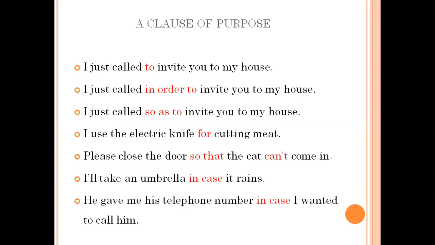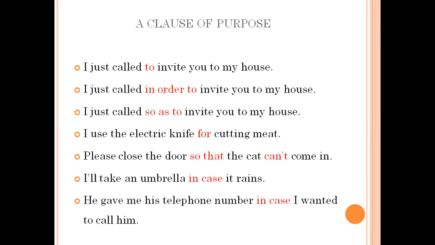Now, let's start with the first one. A clause of purpose. What we mean by a clause of purpose. For example, if I say to you, I study to succeed. So here, I study for a purpose, something mine. Okay?